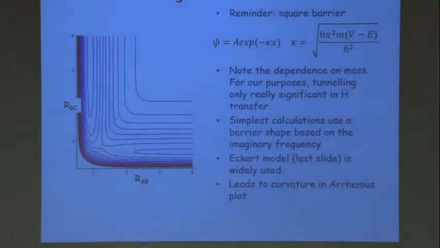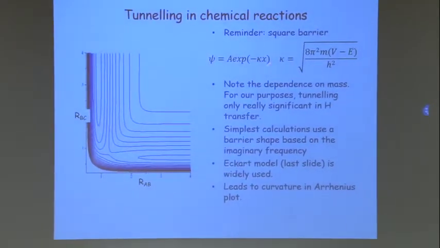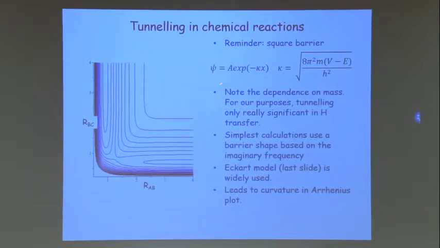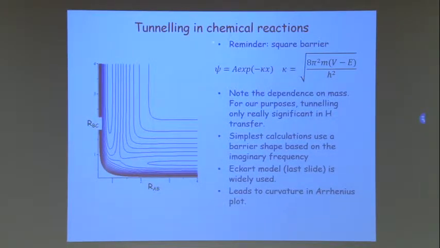So, tunneling in chemical reactions. Reminder of a square barrier. We said that if you've got a square barrier and you're tunneling through it, then you can describe the wave function in terms of A e to the minus kappa x, where kappa depends on the potential energy minus the total energy, minus the kinetic energy. And note the dependence on mass. So for our purposes, tunneling is only really significant for hydrogen atoms.